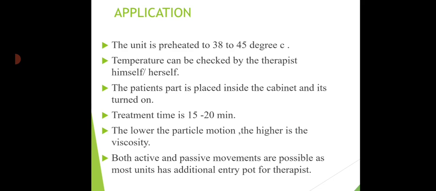Application. Now let's see how we can use it. The unit is preheated to 38 to 45 degrees Celsius. The temperature can be checked by the therapist by putting his or her hand inside the unit and checking whether the temperature is comfortable. The patient's part is placed inside the cabinet and it is turned on. Treatment time is usually between 15 to 20 minutes. The lower the particle motion, the higher the viscosity. Both active and passive movements can be performed.